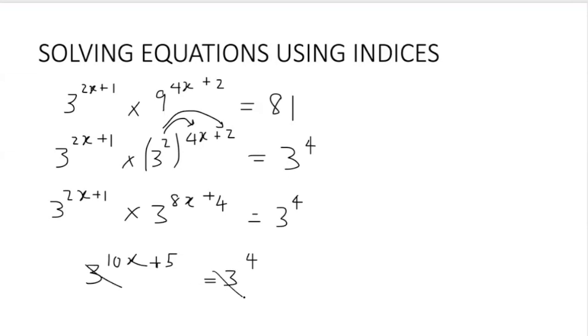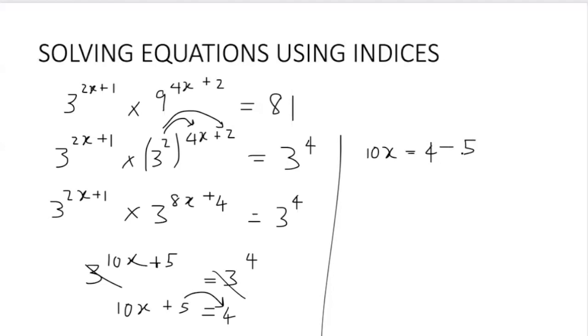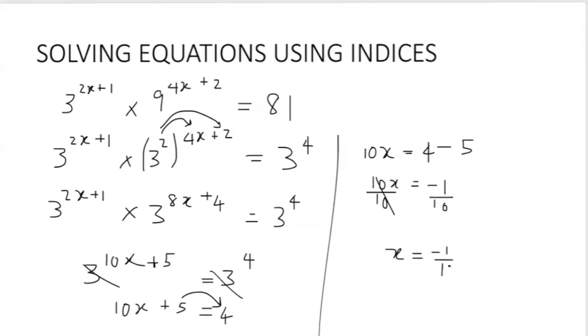So we drop the base and equate the powers to be equal. So I have 10x plus 5 equal 4. And then we carry the 5 over. So what I have next, I have 10x is equal to 4 take away 5. So 10x is equal to negative 1. And then divide both sides by 10. So this cancels, so x is equal to minus 1 over 10.